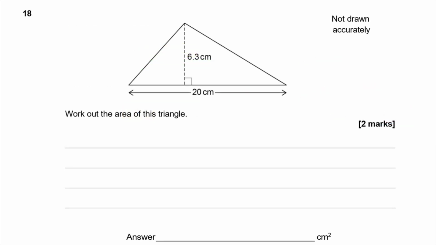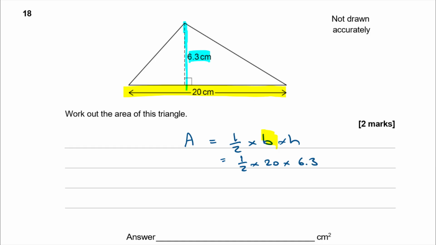Question 18, work out the area of this triangle. Oh, that's quite straightforward because I've got a formula for that. Area of triangle is just equal to a half times base times height. Now the base of this triangle is just this line here. That's the base, so that's 20. So a half times 20 times the height. Now the height is the perpendicular height, and the perpendicular height is this one here. Look, that's 6.3. So I just need to work out what's half of 20 times 6.3.